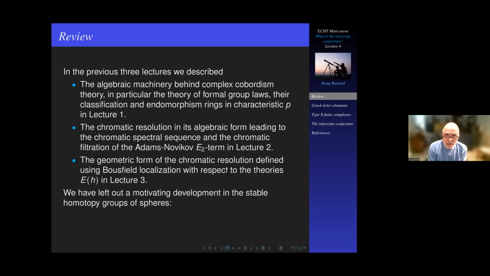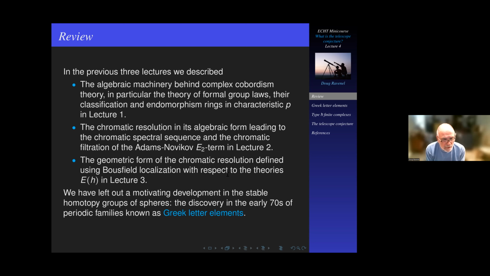Now, there's something that I left out of this account, and that is in the early 70s, there was a construction of what are called periodic families of elements in the stable homotopy groups of spheres, and they're known as Greek letter elements. I haven't mentioned this so far, but I'm going to talk about it now because it was a very interesting example.